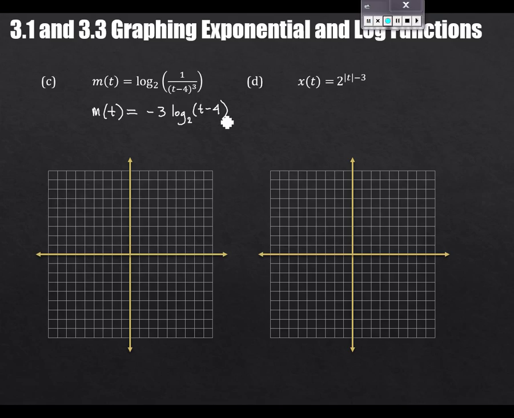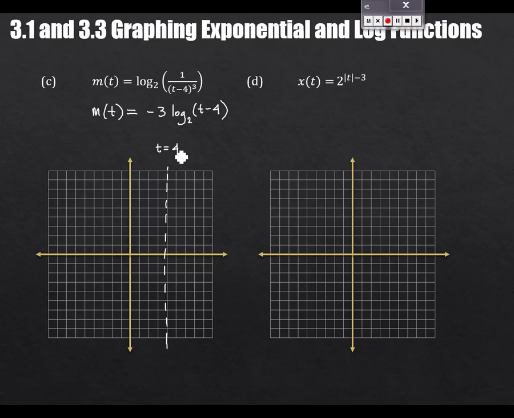That's helpful because now I see it. I know what the log base 2 of x graph looks like, and this is just a couple little transformations of that. In particular, the vertical asymptote is, instead of at x equals 0, at t equals 4. So we can think about this as a translation to the right by 4, a vertical stretch, and a reflection. Or we can just plug in some points, whatever you like.